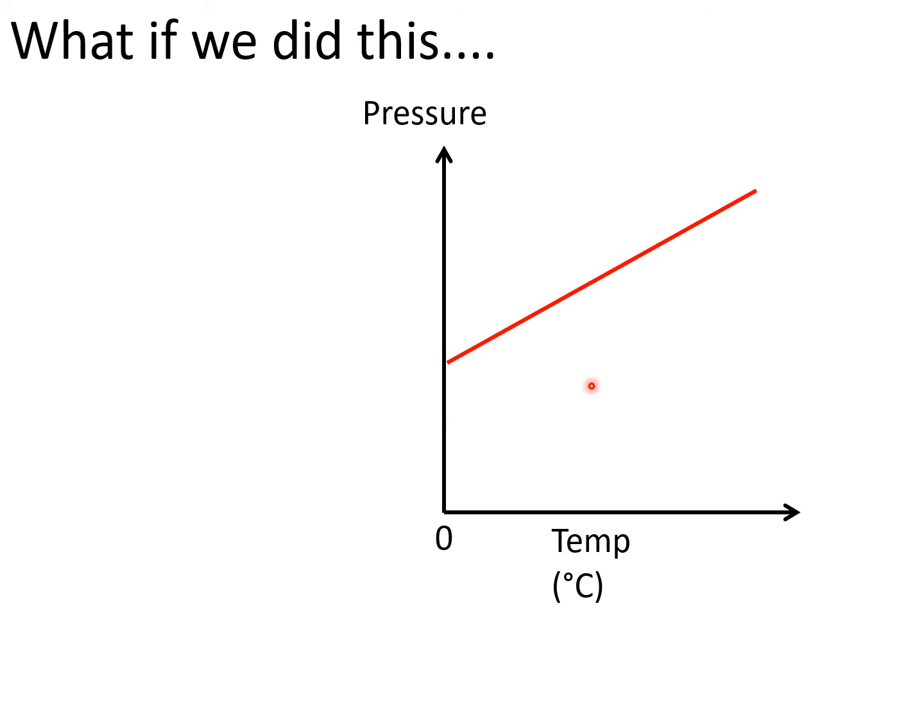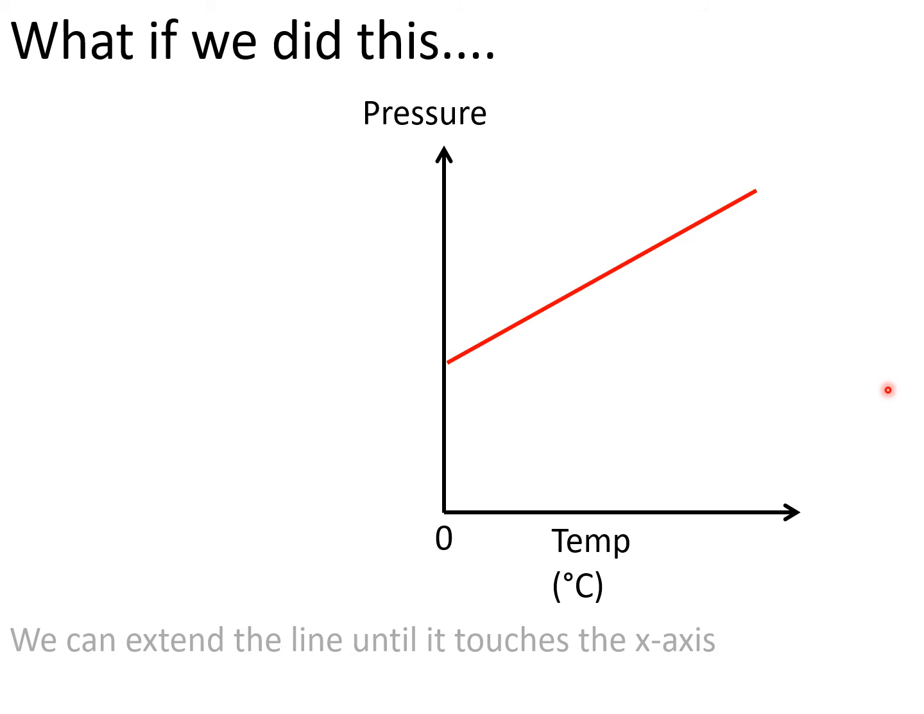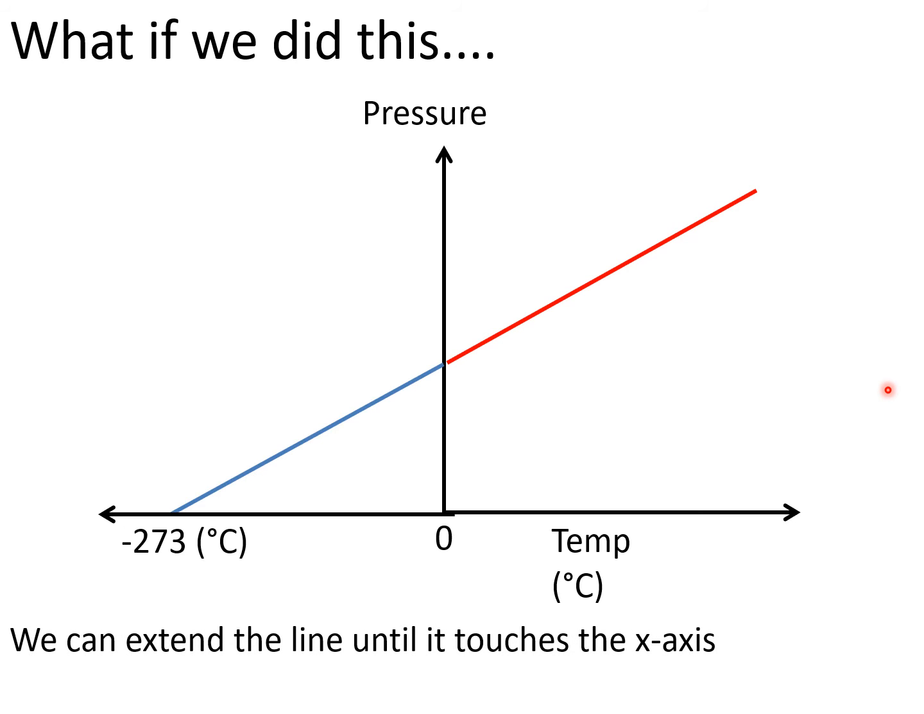So this is our graph as a wee sketch. And what would happen if we kept extending the line back? Well, if we did this, we would get that the line would cross the x-axis at minus 273 degrees Celsius. So I would like you to be able to sketch this graph along with the one for Charles's law. And what you can see here then is, well, if the axis actually started here, that's almost as if we've got a proportional relationship, isn't it?